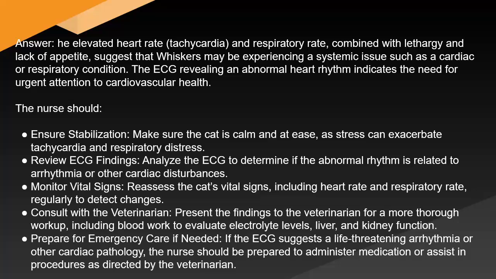respiratory distress. Review ECG findings. Analyze the ECG to determine if the abnormal rhythm is related to arrhythmia or other cardiac disturbances. Monitor vital signs. Reassess the cat's vital signs, including heart rate and respiratory rate, regularly to detect changes. Consult with the veterinarian. Present the findings to the veterinarian for a more thorough workup, including blood work to evaluate electrolyte levels, liver and kidney function.